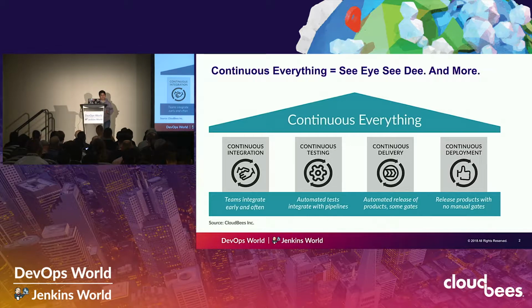So continuous testing is not the same as automated testing. It's automated tests integrated with your pipeline to be able to tell your pipeline whether to proceed or not proceed. Continuous delivery is where everything is releasable, but could still be behind gates. And continuous deployment is where it's being released all the time, right, with no manual gates.